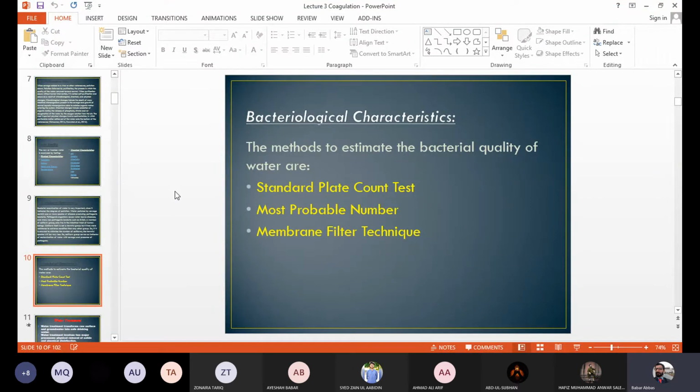Bacteriological characteristics: how do we measure, identify or detect these microorganisms in any water sample? The standard plate count method, the most probable number technique, and the membrane filtration technique are a few of the advanced processes which are very authentic and utilized in different laboratories for calculating the number of microorganisms present in a water sample, and for understanding whether it is contamination free or not safe for drinking purposes.